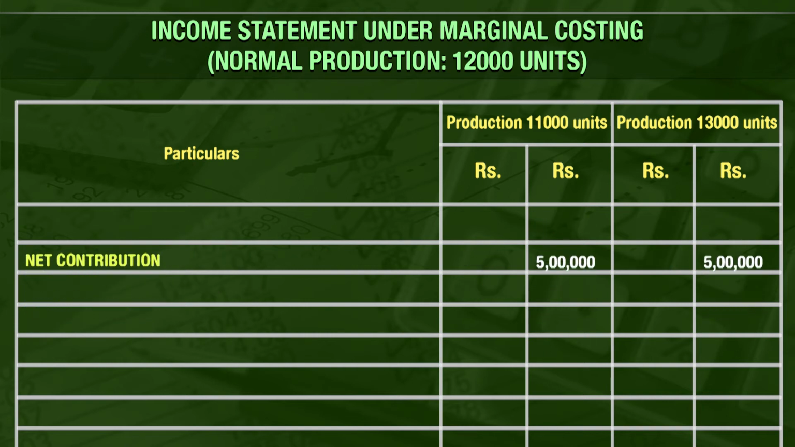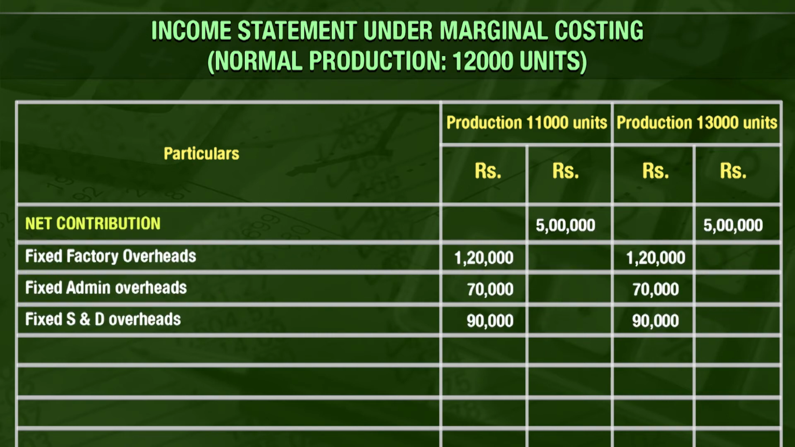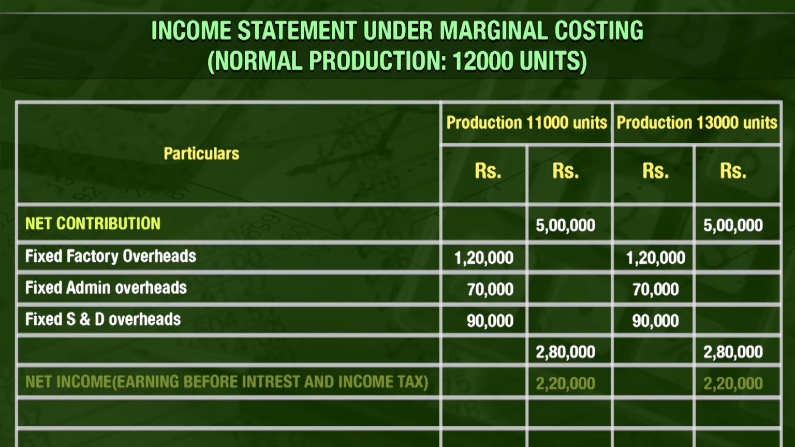From this, we have to deduct all kinds of fixed overheads, whether production or non-production overheads, meaning factory overhead, which is production one, but in case of marginal costing, it will be treated only as fixed overheads. Here no bifurcation will be done as production or non-production. So factory overheads, administration overhead and selling and distribution overhead are to be considered over here. So total cost is rupees 2,80,000 and 2,80,000. So the income statement is showing net income of rupees 2,20,000 and 2,20,000.